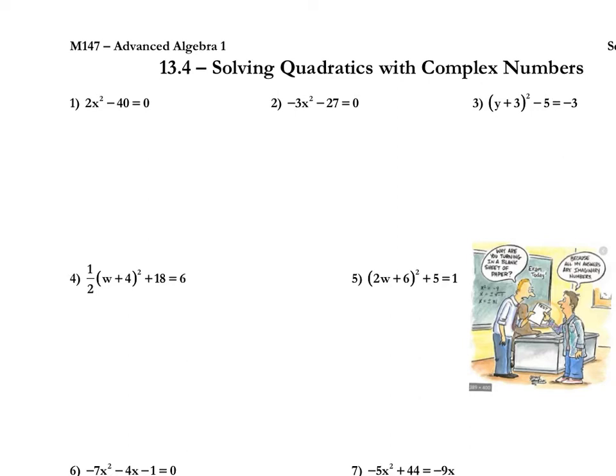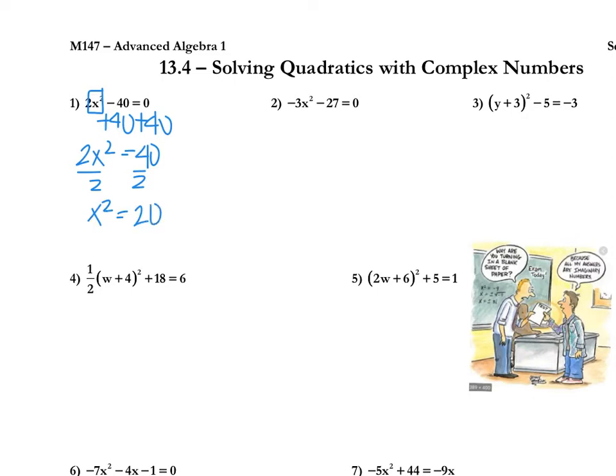So let's take a look at number one. There's no linear term here, so I want to get the x squared by itself, so I'm going to add 40 to both sides. So I get 2x squared equals 40. Divide by 2 because the square term is still not isolated, and we get x squared equals 20.